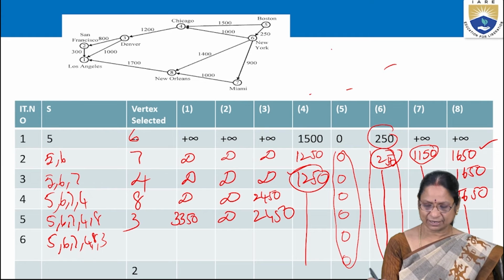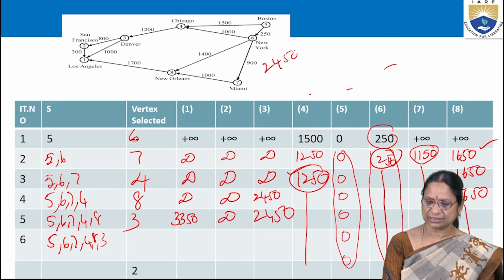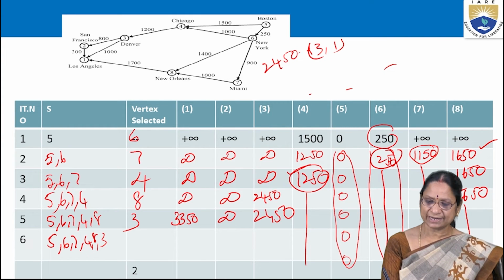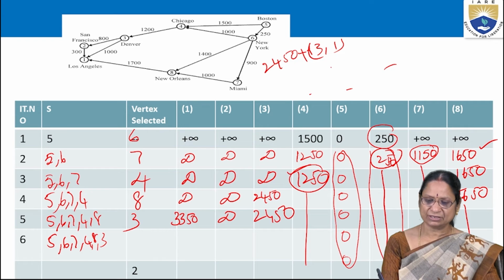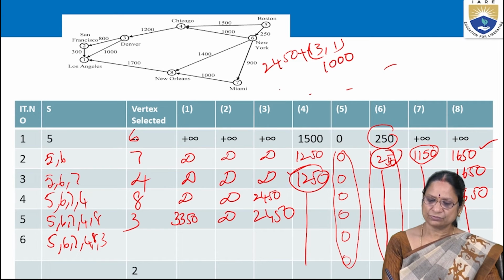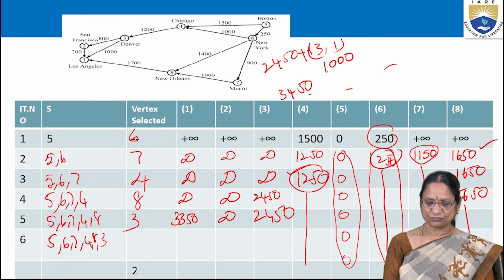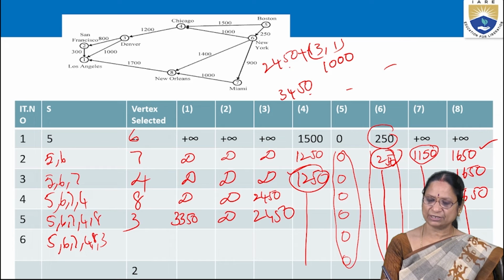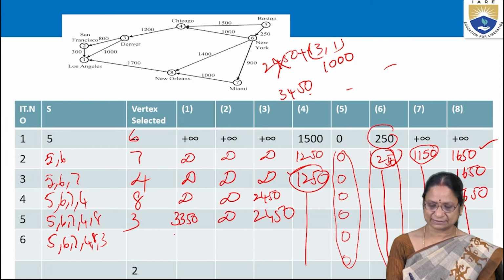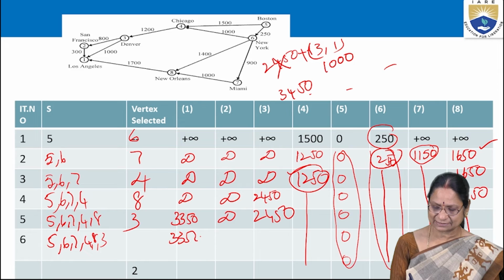So the estimated cost of 3 is 2450 plus the 3-1 edge. So what is the 3-1 edge? The 3-1 edge is having 1000, which is equal to 3450 at 1. So 3450 is greater than 3350, so this need not be considered by us. So 3350 remains as it is.